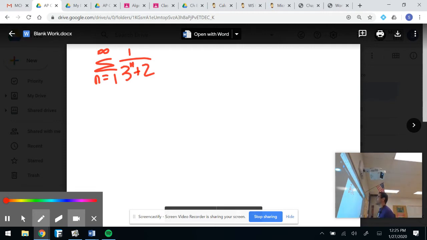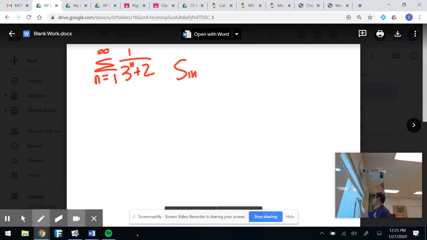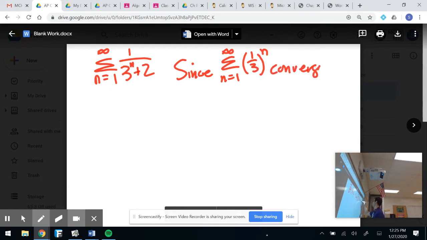This one for sure looks like 1 over 3 to the n. I'm going to compare this guy to the series that I know: 1 over 3 to the n, which would actually be (1/3) to the n. How do I know that converges? It converges because it's a geometric series with common ratio the absolute value of 1/3, which is 1/3. 1/3 is less than 1, so it converges by the GST, the geometric series test.